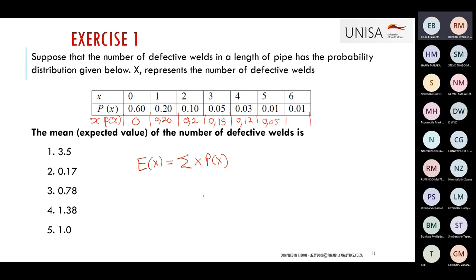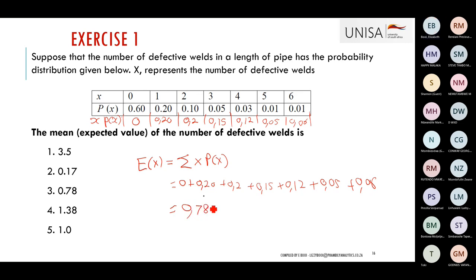3 times 0.05 is 0.15, and 4 times 0.03 is 0.12, 5 times 0.01 is 0.05, and 6 times 0.01 will be 0.06. So add them all together. When we add all of them together, we get 0.78, which is option 3.